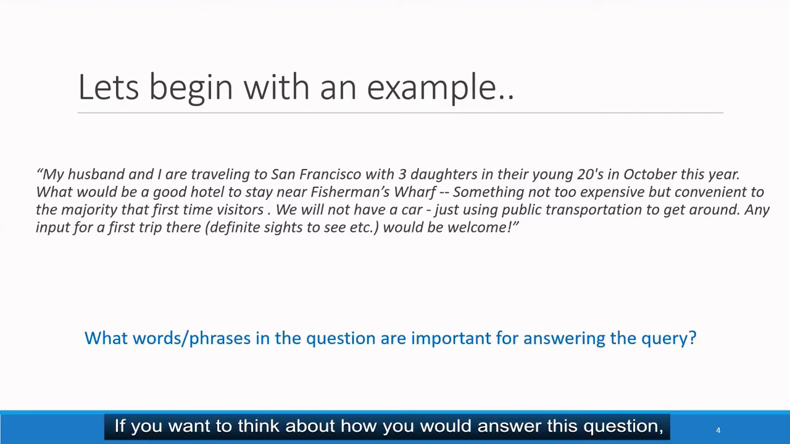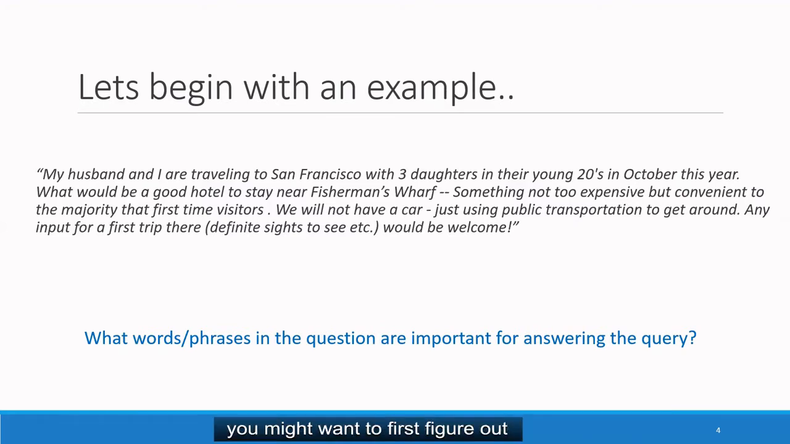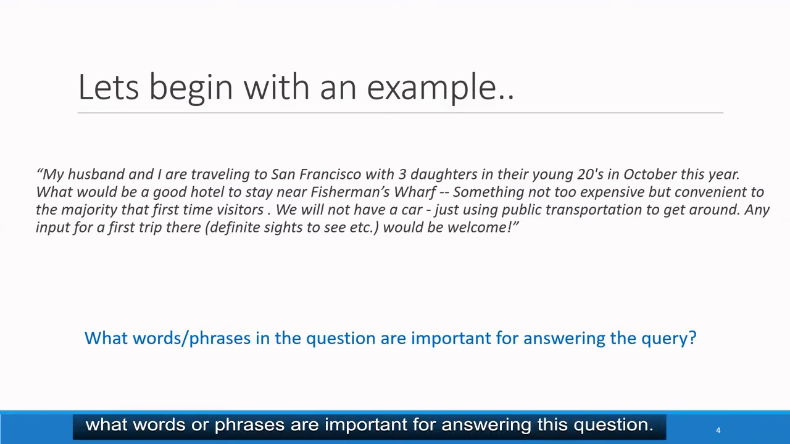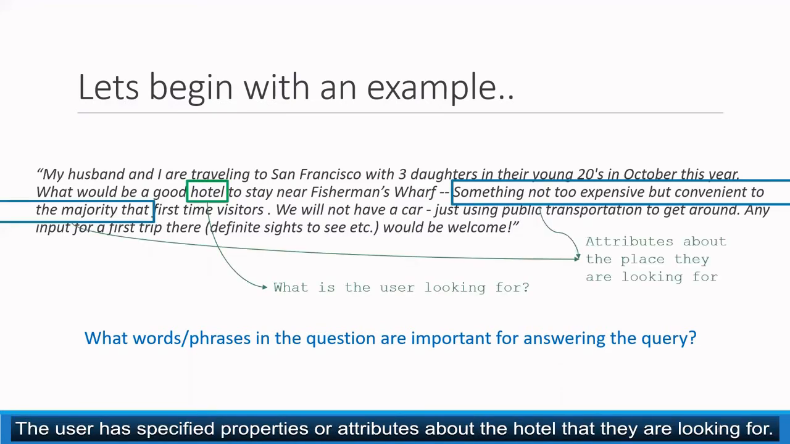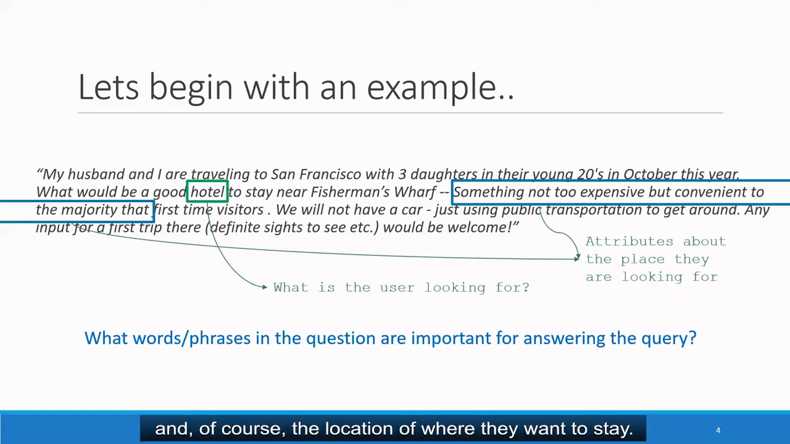If you were to think about how you would answer this question, you might want to first figure out what words or phrases are important for answering this question. The user is looking for a hotel, so that's definitely important. The user has specified some properties or attributes of the hotel that they're looking for. And of course, the location of where they're wanting.